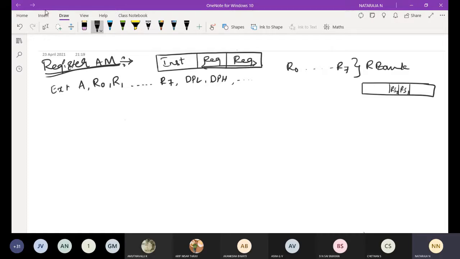RS0, RS1. If it is 00, we are going to use register bank 0, R0 to R7. If it is 01, register bank 1, R0 to R7. If it is 10, register bank 2, R0 to R7. If it is 11, register bank 3, we are going to use R0 to R7. Like that we are going to use the register banks.